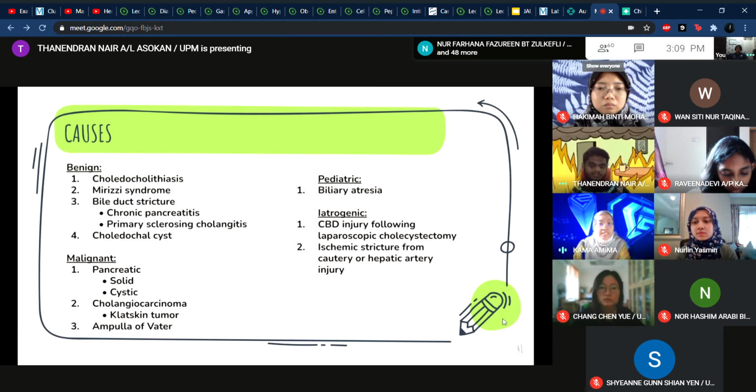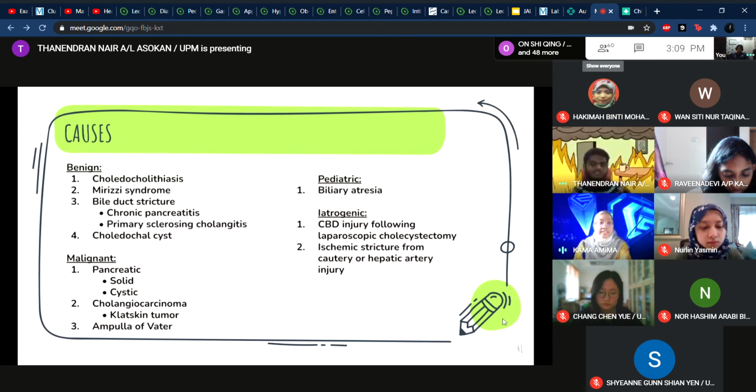So the next one, bile duct stricture, which is abnormal narrowing of the common bile duct. As we know, the common bile duct is a tube that moves bile from the liver to the small intestine. So a bile duct stricture can be caused by chronic pancreatitis and also primary sclerosing cholangitis. And the next one is choledochal cyst. So a choledochal cyst is a congenital bile duct anomaly, and this cystic dilatation of the biliary tree can involve the extrahepatic biliary or intrahepatic biliary radicals, or also sometimes both.